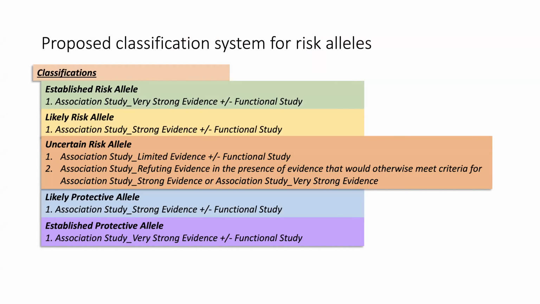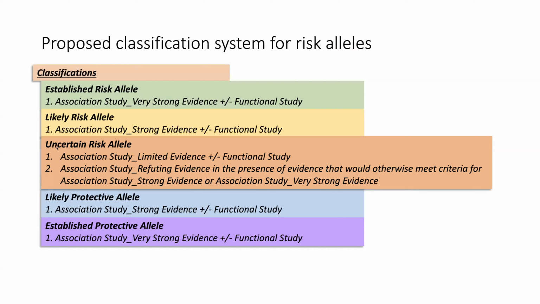So coming out with the classifications, again, very simple. This is what came out of all the work listening to the community here. It's really driven, for risk alleles, by the genetic evidence in the form of these association studies. If it's very strong, we say it's established. If it's strong, based on what I said before, it's likely. And if it's limited or refuted, it would be an uncertain risk allele.